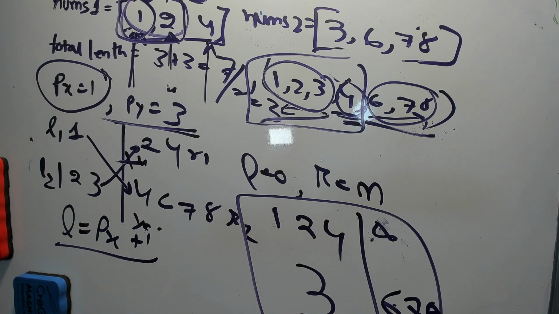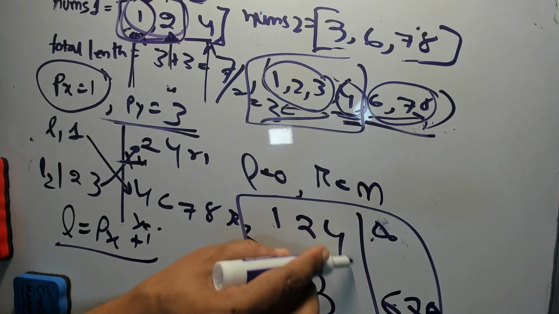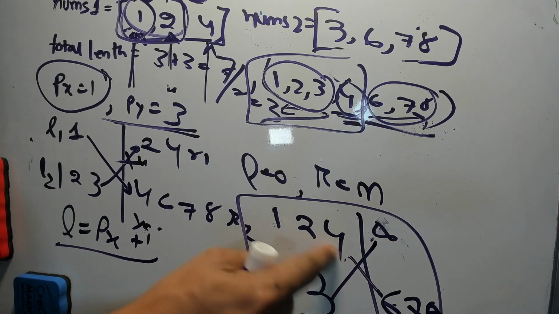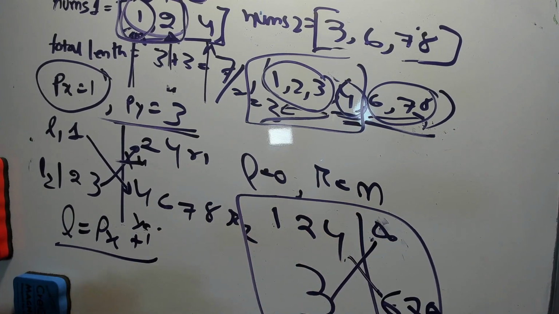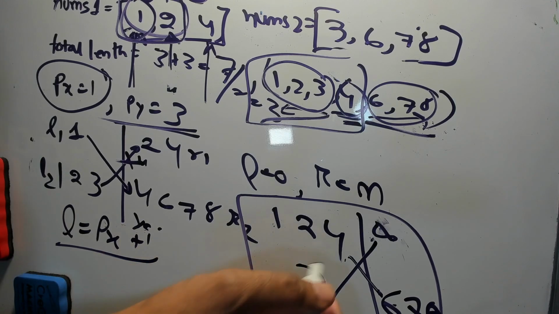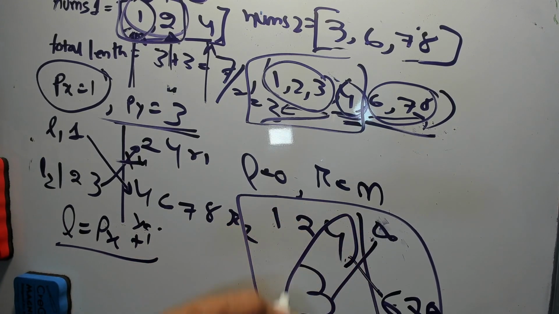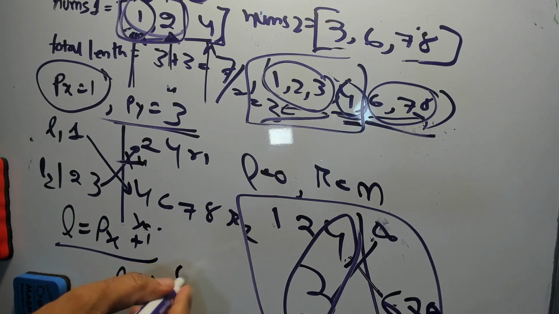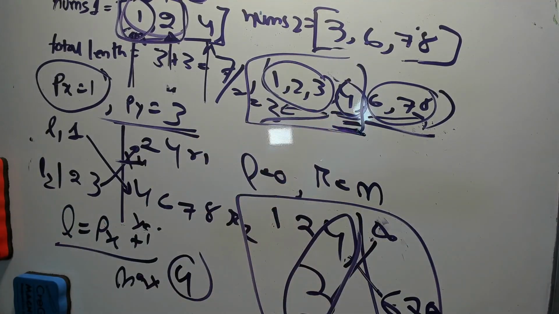Now what are we going to do? Again, we're going to compare. Does this satisfy? Yes. Does this satisfy? Yes. 3 is lesser than infinity. 4 is lesser than 6. If this condition satisfies, then our median will be the max of these two numbers. Max of 3 and 4, that is 4. That will be our answer. So this is the logic.